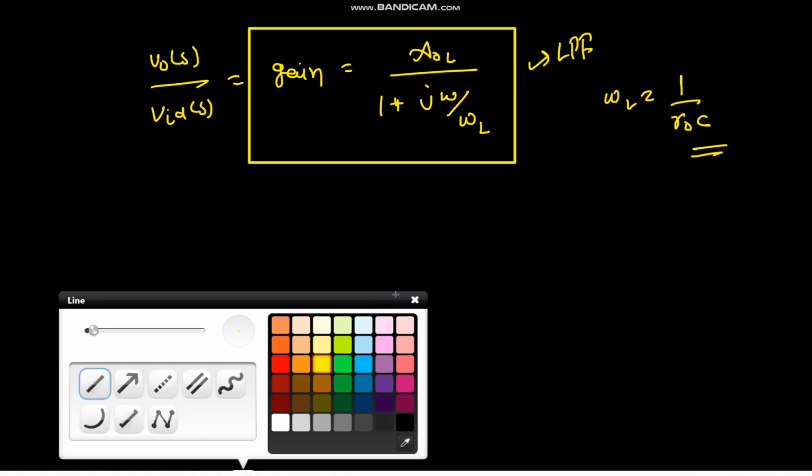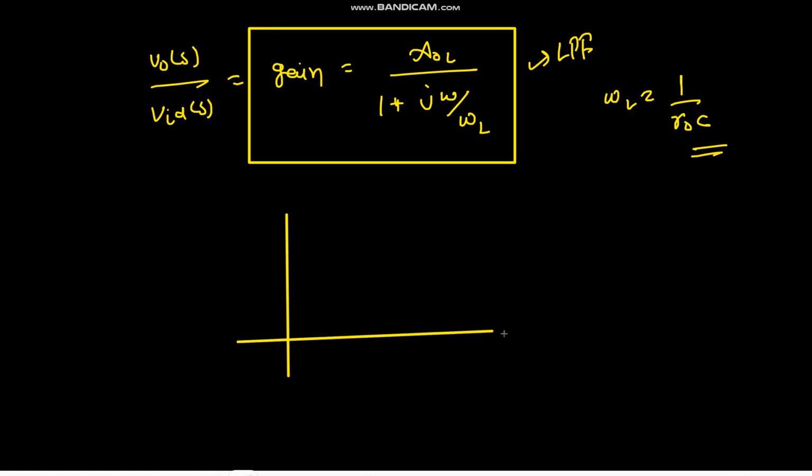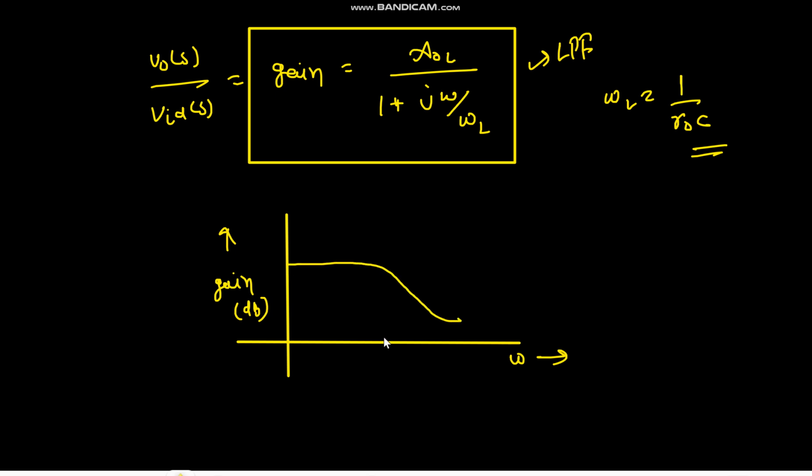So how can you draw the frequency response? This is gain in dB, this is omega. So this would be something like this. If you are drawing the frequency response, just draw it something like this. At 3 dB lesser, this is AOL gain, 20 log 10 AOL, and this is 3 dB. This is not the Bode plot, this is the exact response. In the Bode plot we will draw something like this, that you know, right?